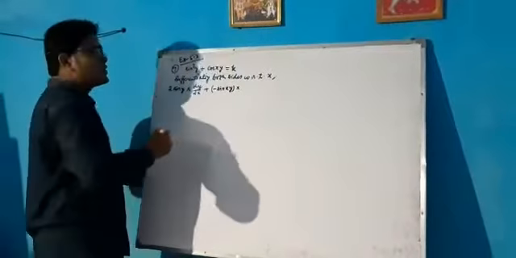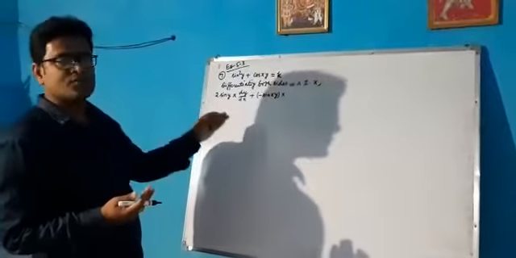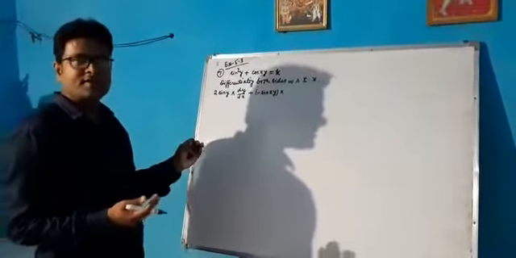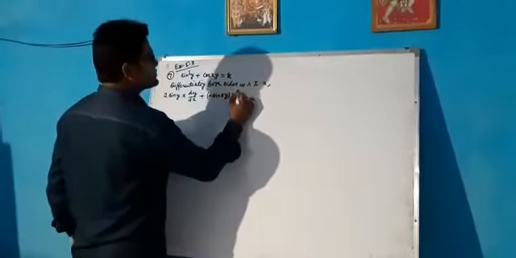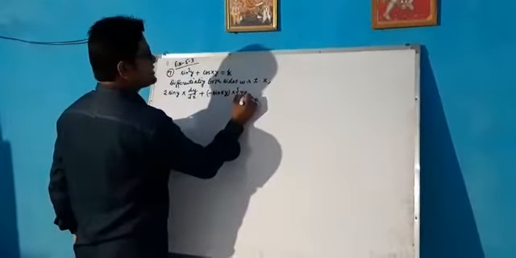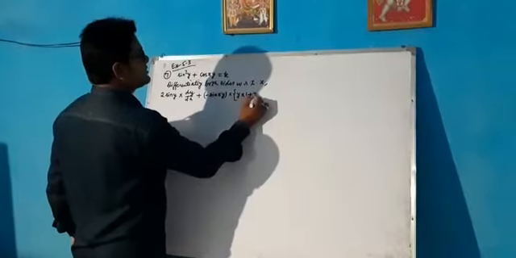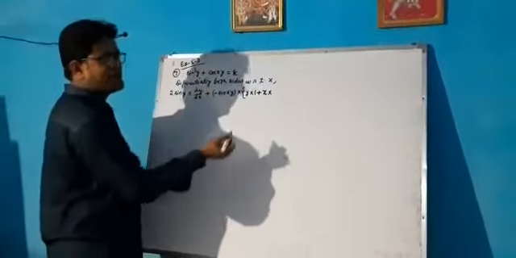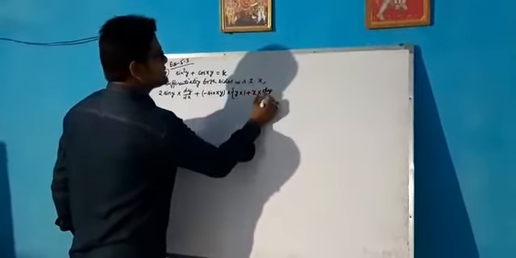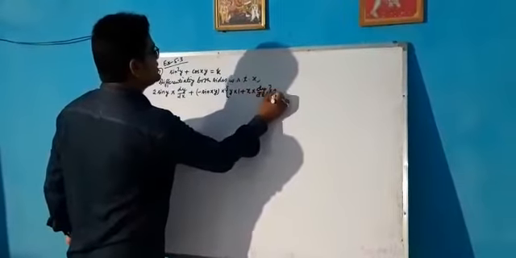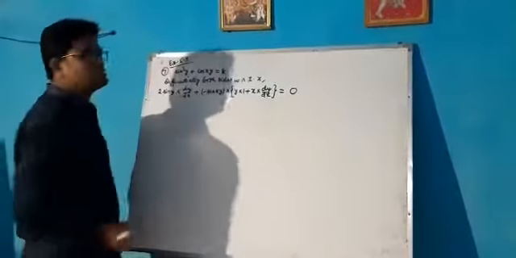Then cos xy is a function of xy, then xy is a function of x. So how to differentiate xy? Using the product rule: first function, derivative of second, that is y into 1, plus x into derivative of y, which is dy by dx. The derivative of the constant on the right side is 0.